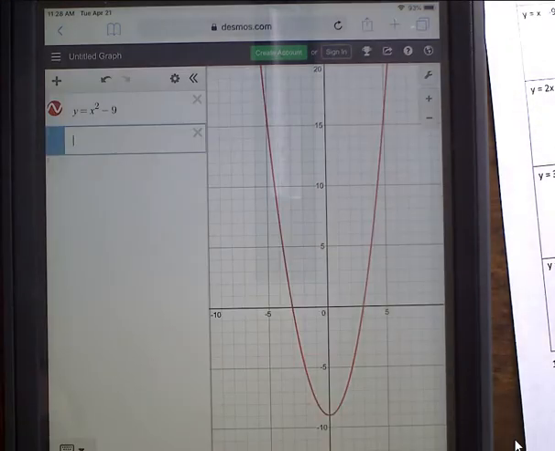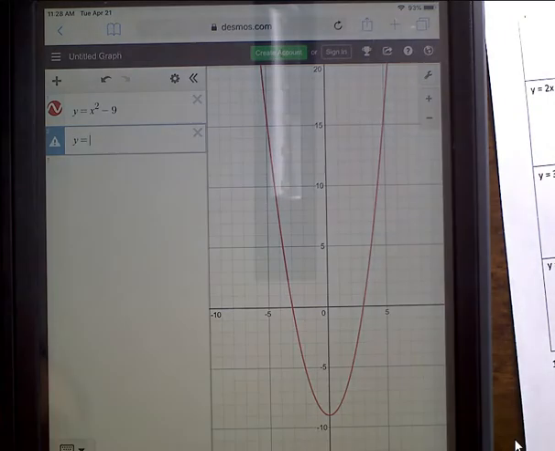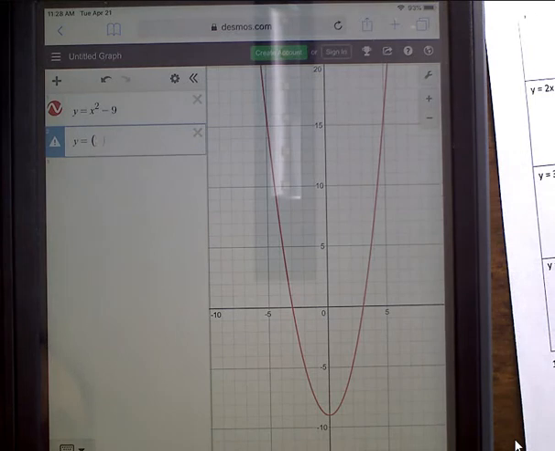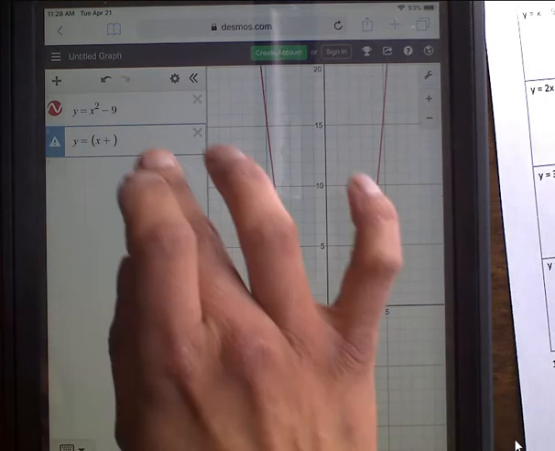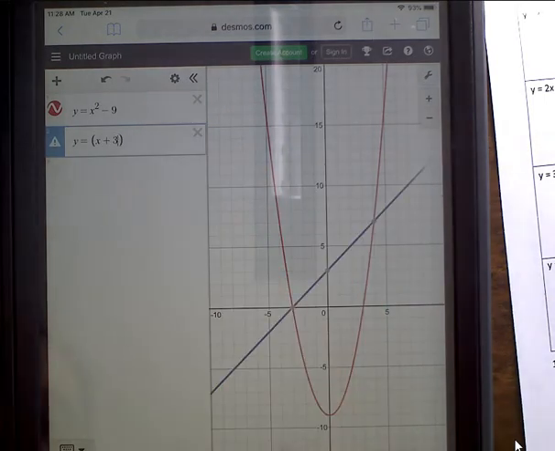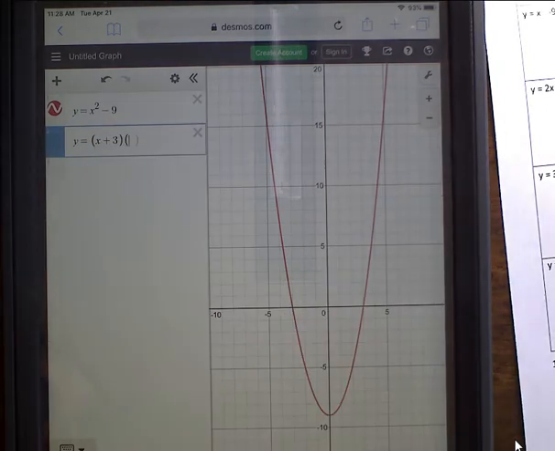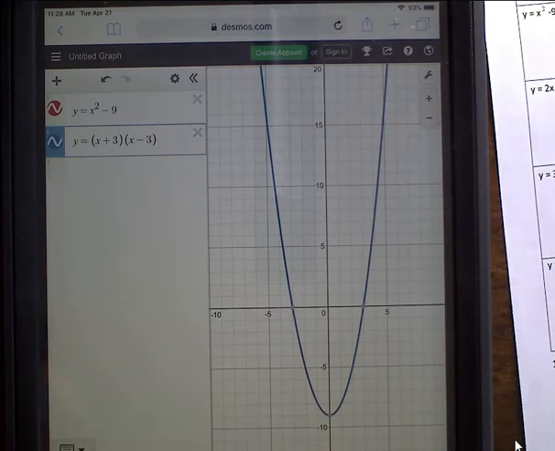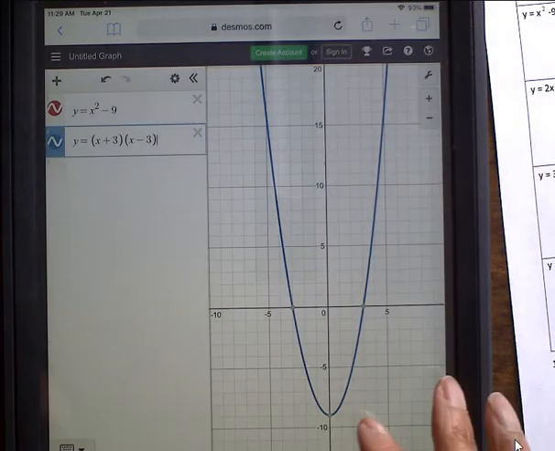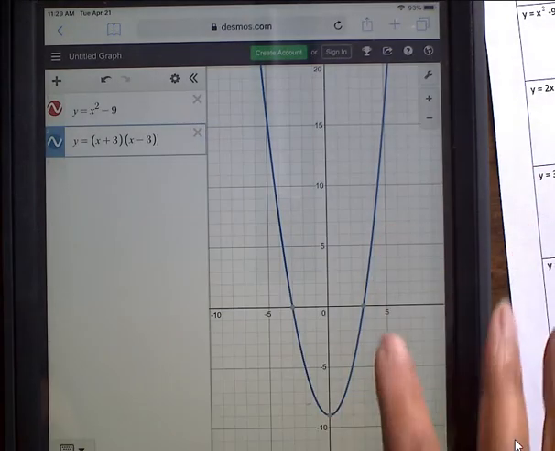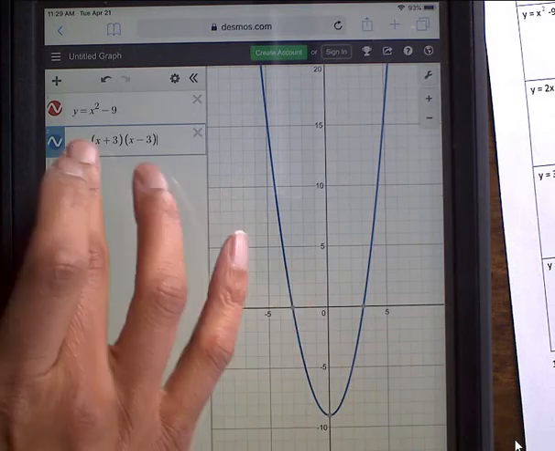So the second equation is y equals x plus 3, oops, it didn't put the 3 in there. Let me try that again. Times x minus 3. Okay, and we can see in this case that actually both graphs have lined up exactly on top of each other. So let's just look at the red one.